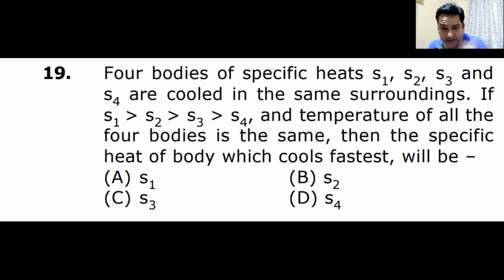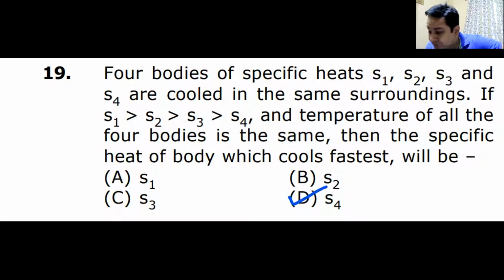as I told you just now, I revised it, that the rate of cooling or rate of increase of temperature is inversely proportional to specific heat. The body which has more specific heat will take less time. The body with less specific heat will take more time. So which one will cool fastest? The body with more specific heat, or the body with the least specific heat? The body with the least specific heat will cool down the fastest.